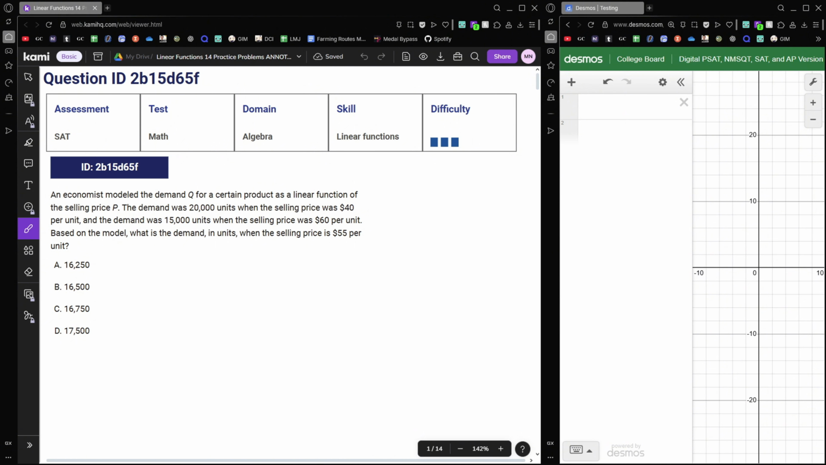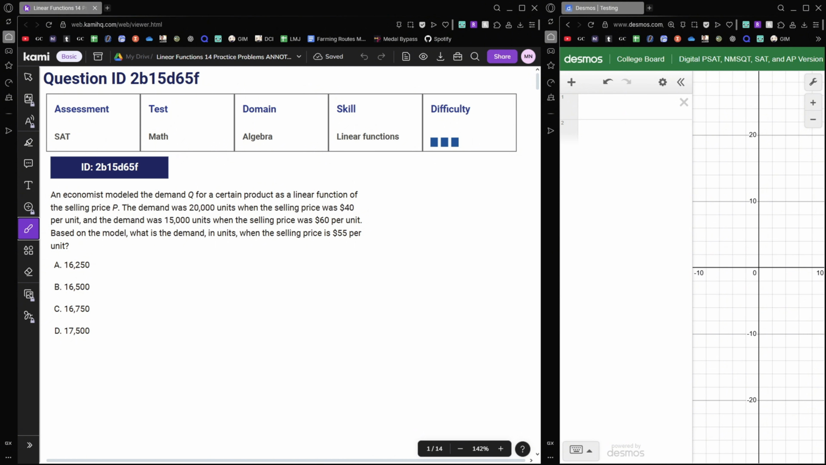An economist modeled the demand Q for a certain product as a linear function of the selling price P. The demand was 20,000 units when the selling price was $40 per unit, and the demand was 15,000 units when the selling price was $60 per unit. Based on the model, what is the demand in units when the selling price is $55 per unit?